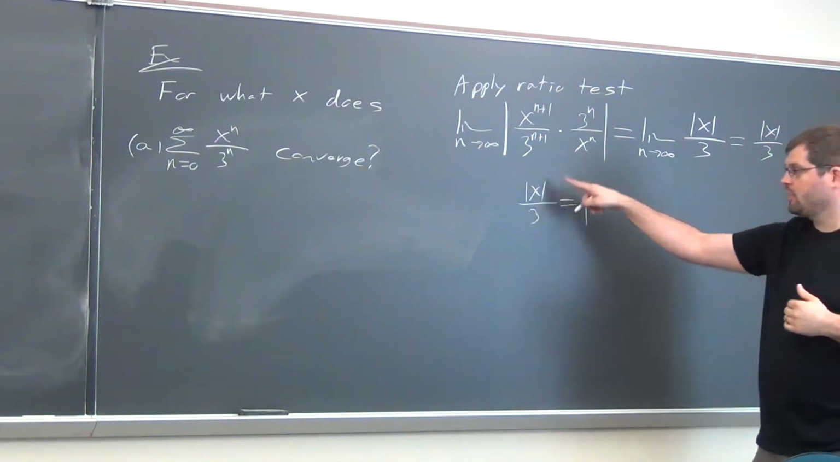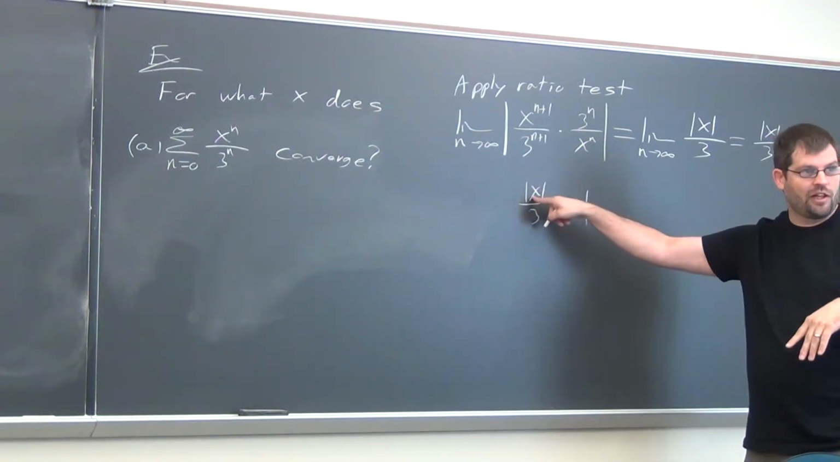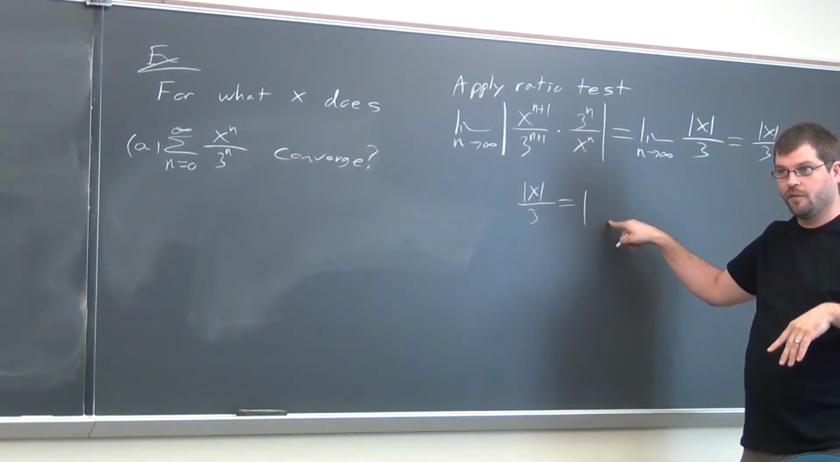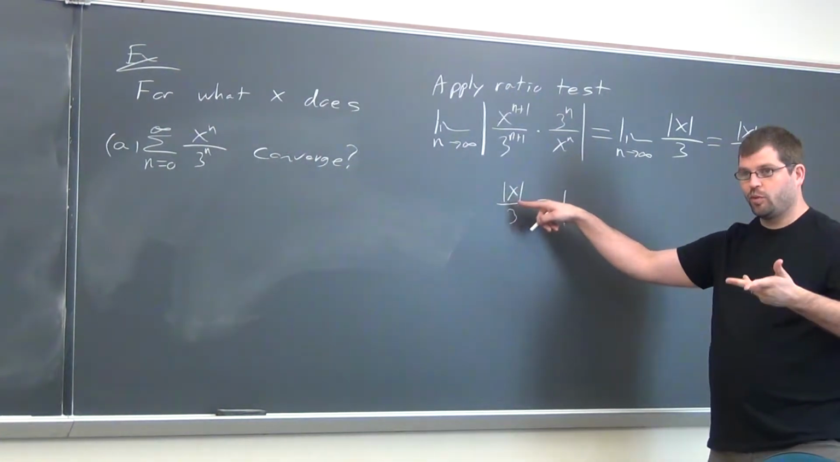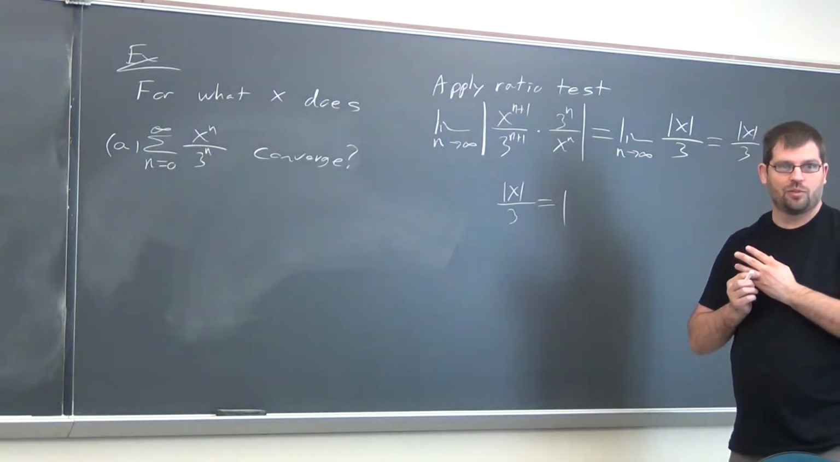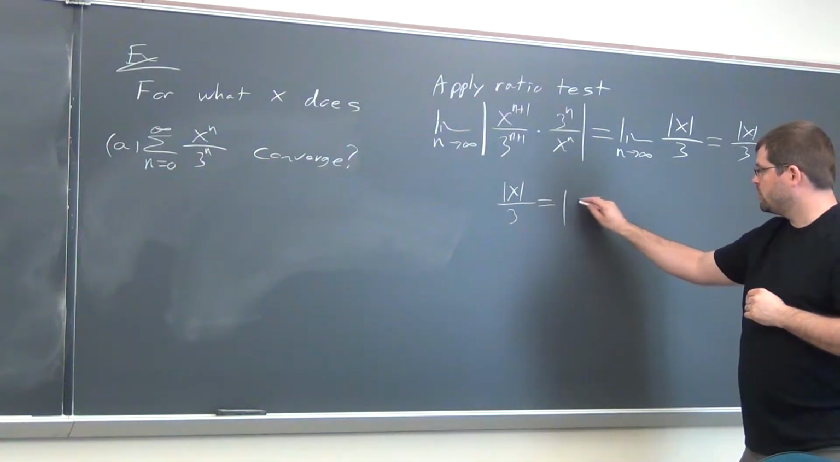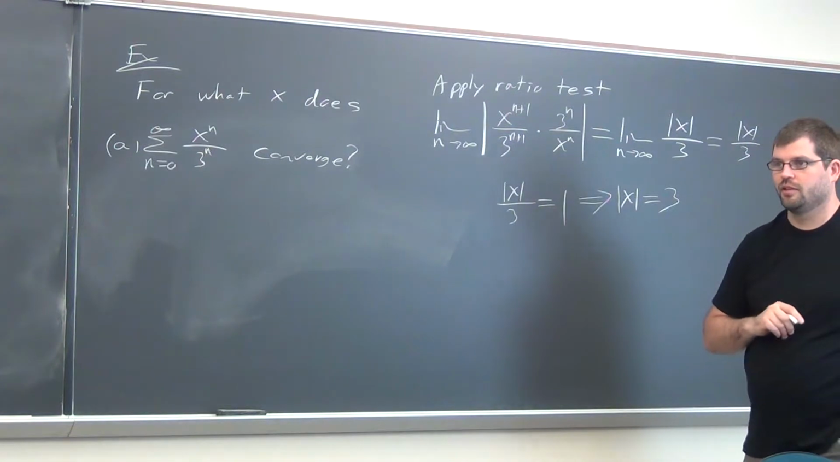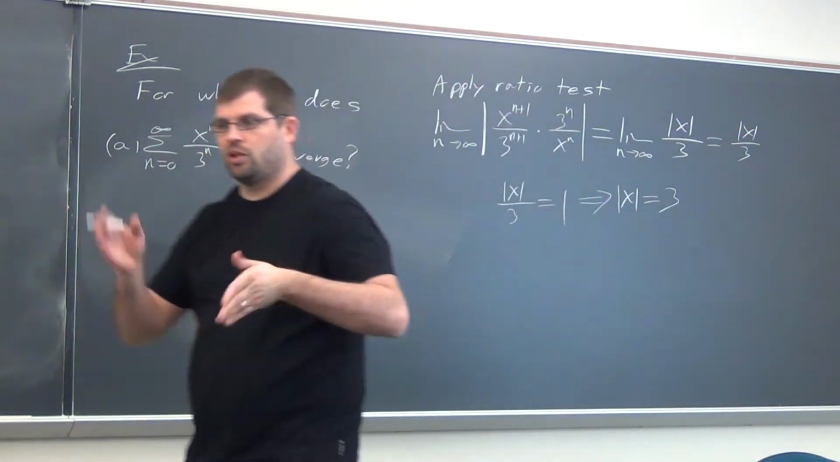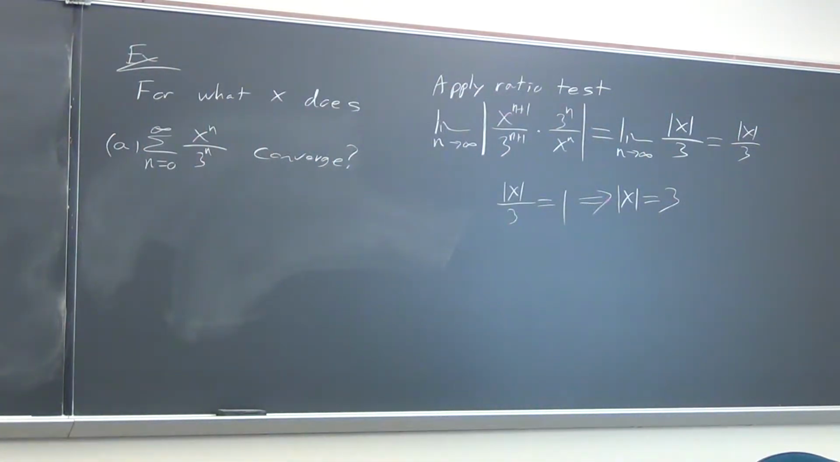If x is bigger than what we find here, it'll diverge, right? Because then that limit would be bigger than 1. And if x is less than whatever we find here, it'll converge because you'll be inside there. And so what's the solution to this? Absolute value of x equals 3. That make sense? So plus and minus 3 is the cutoff spot that we're looking at.